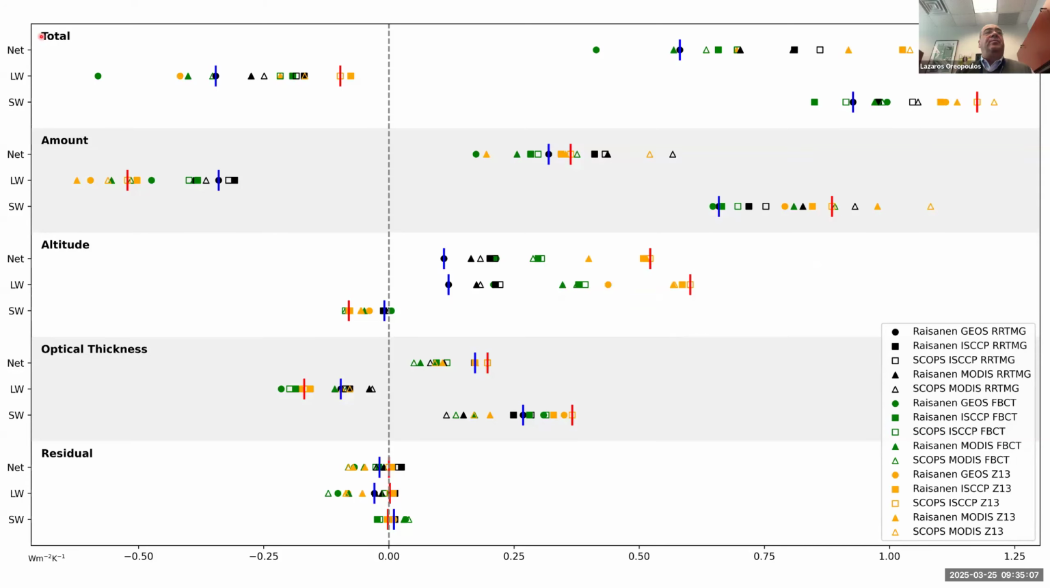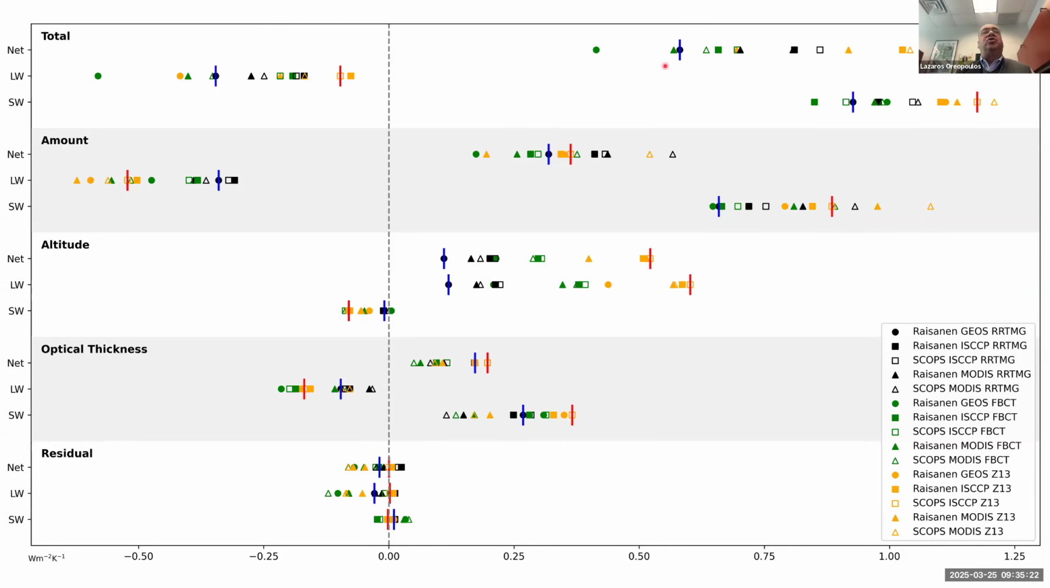So I have the total feedback broken into net, longwave, and shortwave. And this can be further broken into amount, altitude, and optical thickness. If you look at Mark's paper, he introduced that decomposition. There is a small residual term here.